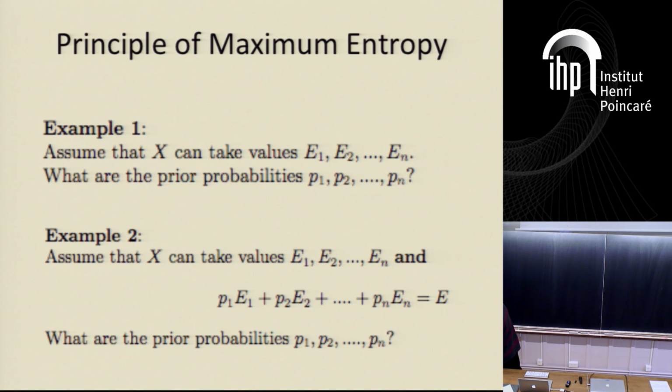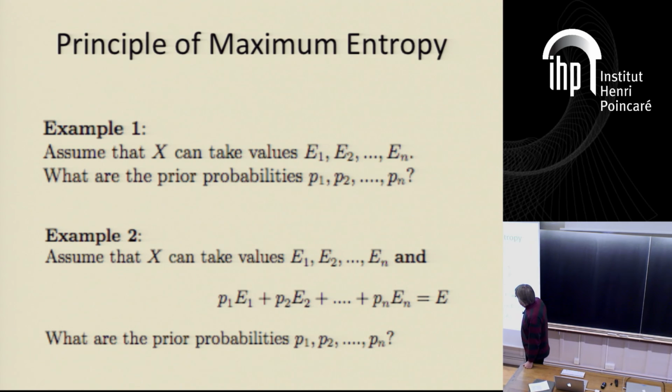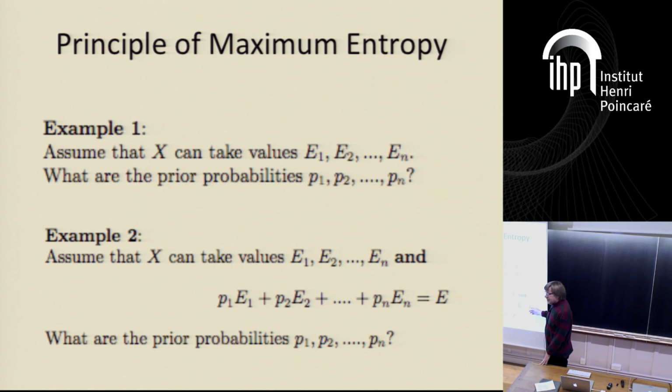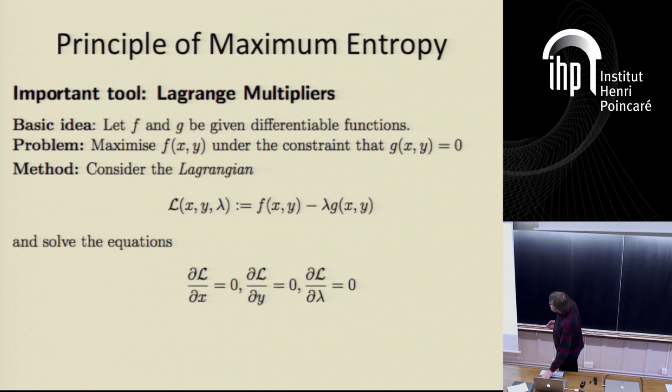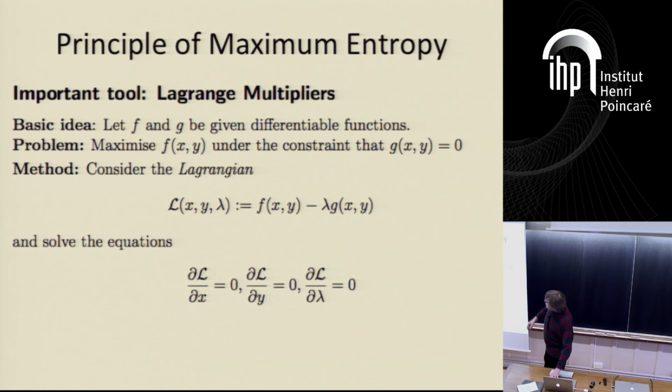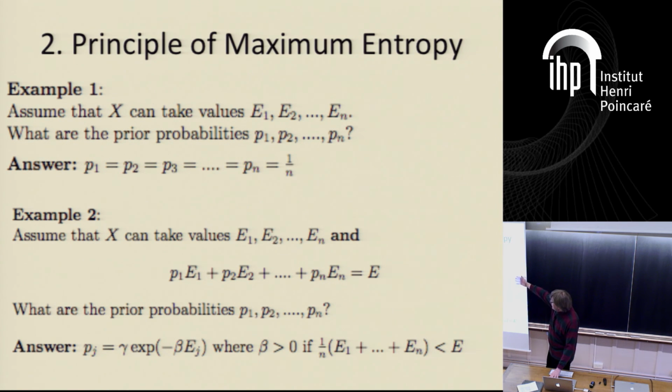Or here's another example: you might have n values, and you might know that the expected value is given by E, and then again you can try to work out the prior probability. I've just mentioned this important tool, Lagrange multipliers, which is of course a very important tool for these kinds of things. For the 2 examples, if you actually maximize the entropy, you get the symmetric distribution in the first case, and in the second case, you get a distribution like this.